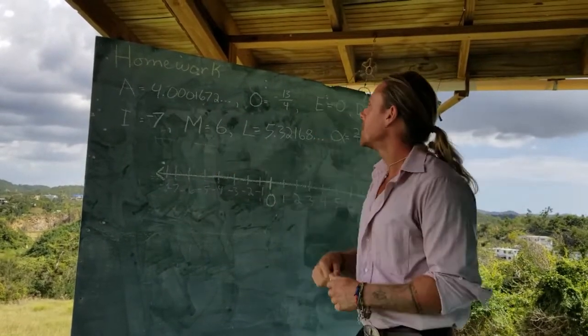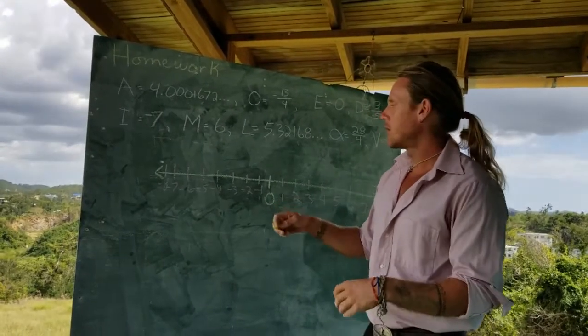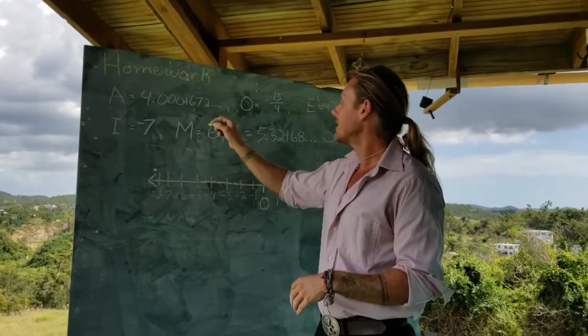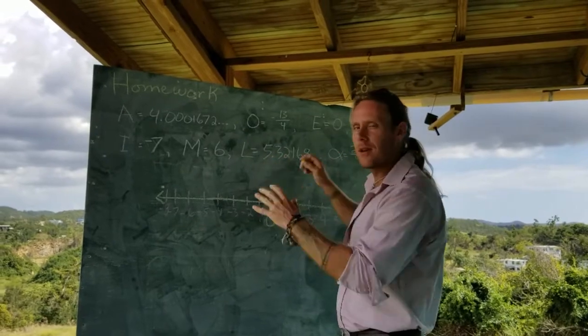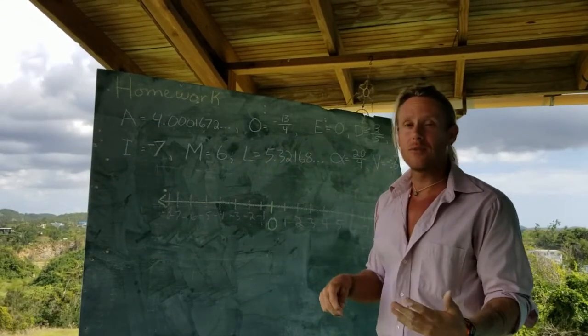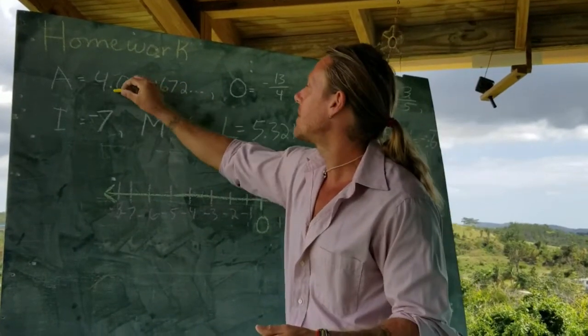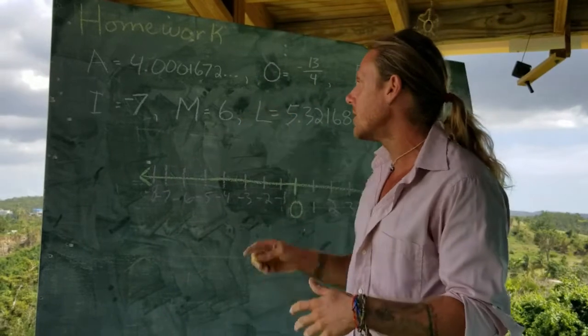Point A corresponds to the number, remember, we're looking at numbers, our points on the line, 4.0001672, and this decimal keeps on going forever without repeating, without terminating. Therefore, it is an irrational number. Very good. Even though we have a few repetitions right here, it doesn't repeat on forever. So this is an irrational number.